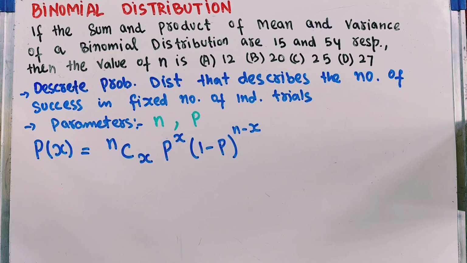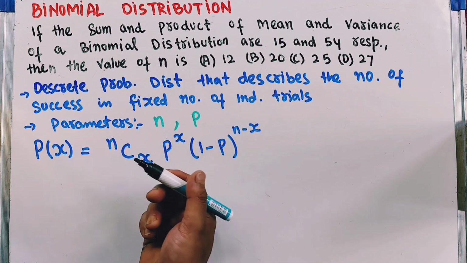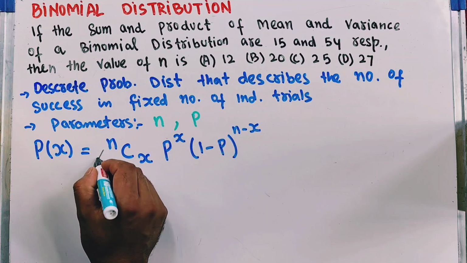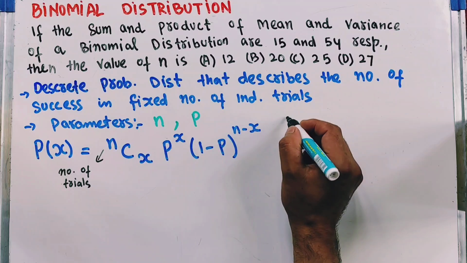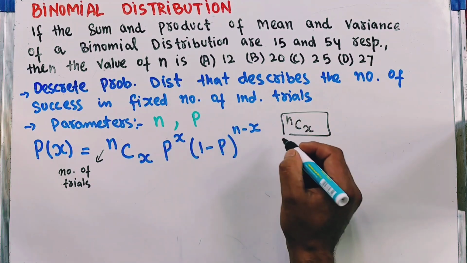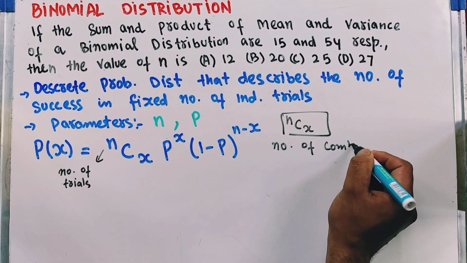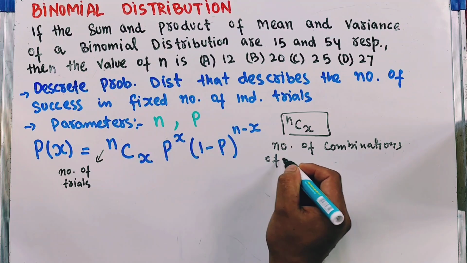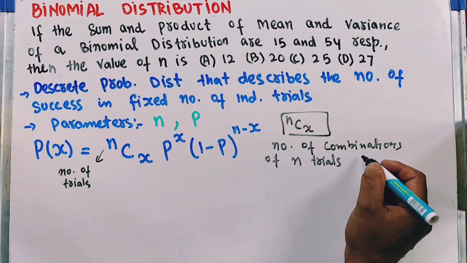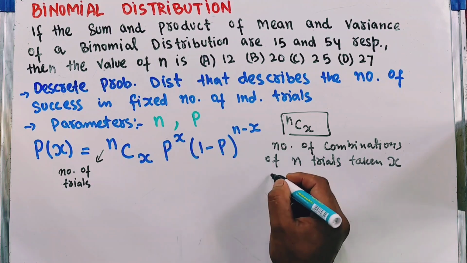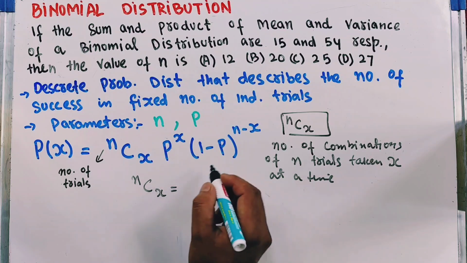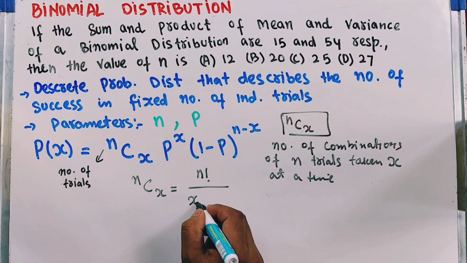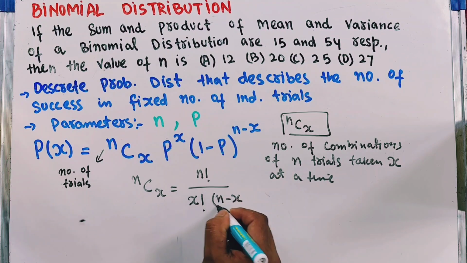What is meant by all these terms? I will not go into detail; I will explain the binomial distribution in further videos. Here n denotes the number of trials. And nCx denotes the number of combinations of n trials taken x at a time, and nCx is equal to n factorial upon x factorial times (n minus x) factorial.